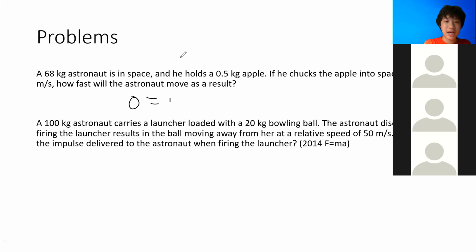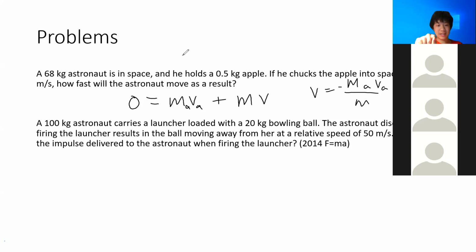So we know the apple is moving at m_a v_a, for mass of apple, velocity of apple. And then this is going to be added to the mass of the astronaut, let's just say m times the velocity of the astronaut. Okay? So what this means is that the velocity of the astronaut will equal the mass of the apple, velocity of the apple, over the mass of the astronaut. There's a negative right there. So if we calculate all this, 0.5 times 15 over 68, v equals negative 0.11 meters a second.